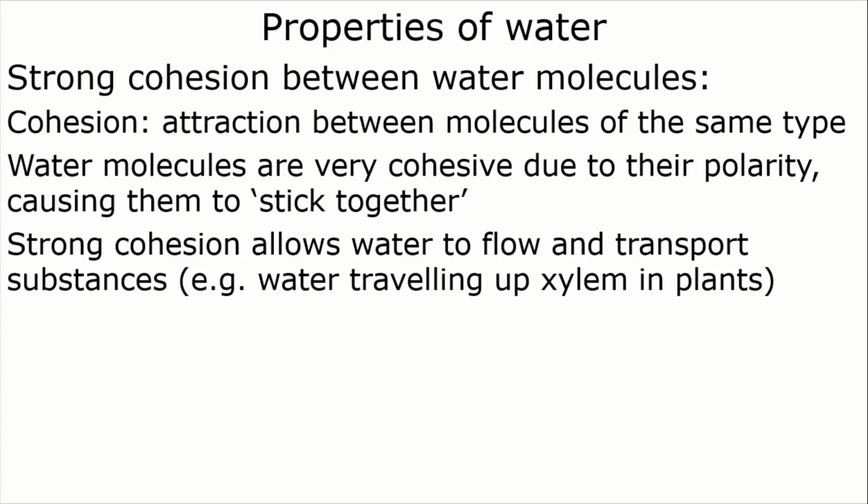And the example I've given here is water travelling up xylem in plants. Now, we will cover more about plant transport in a later video, but xylem is essentially a tube that allows the flow of water through plants. And when you water a plant, the water goes into the soil and it's taken up by the roots of the plant, and it has to be transported all over the plant. So this water has to flow upwards and against gravity, and it's the cohesion of the water molecules that allows this to occur.